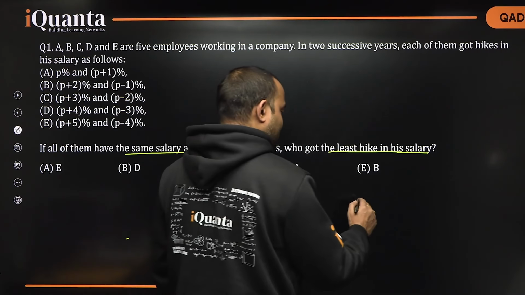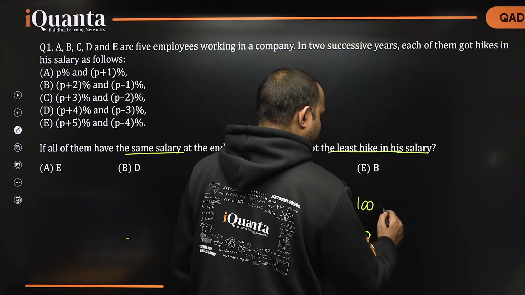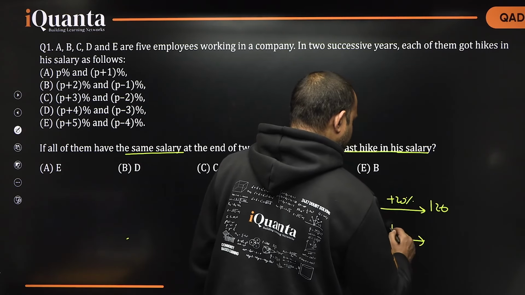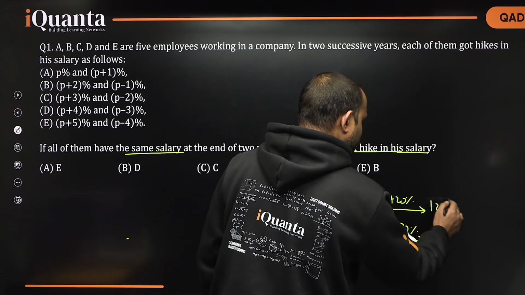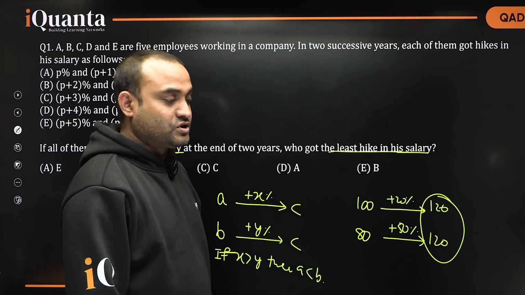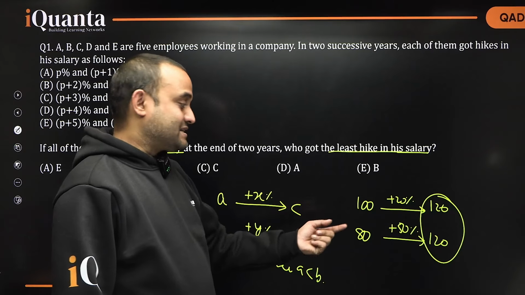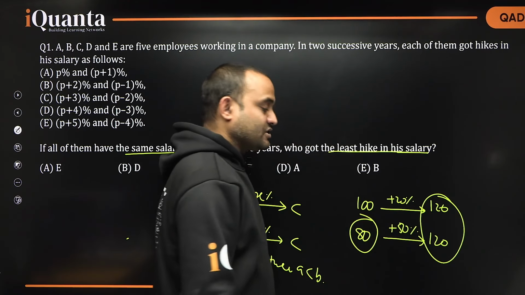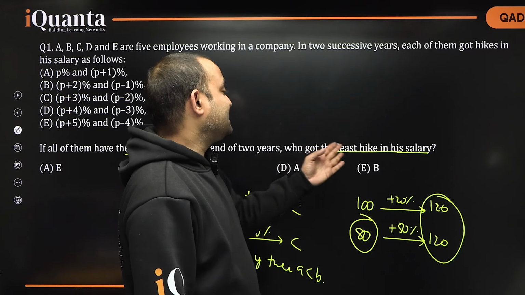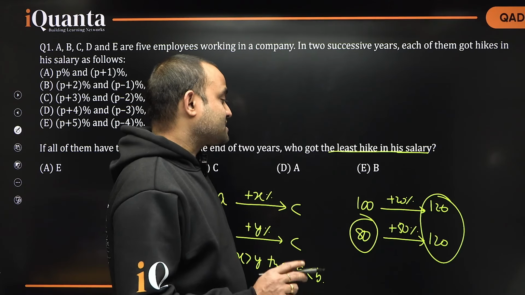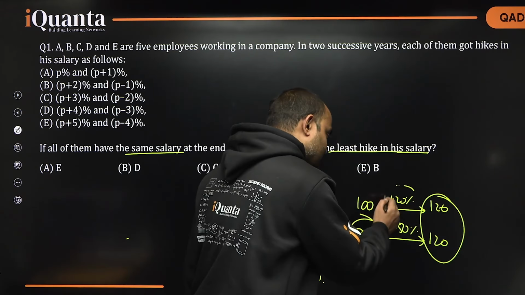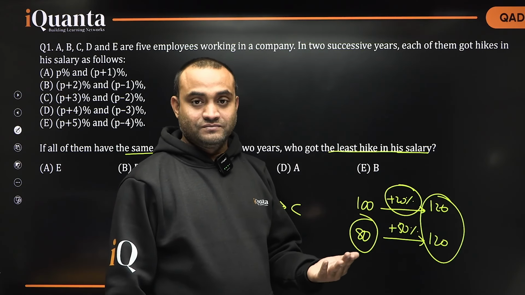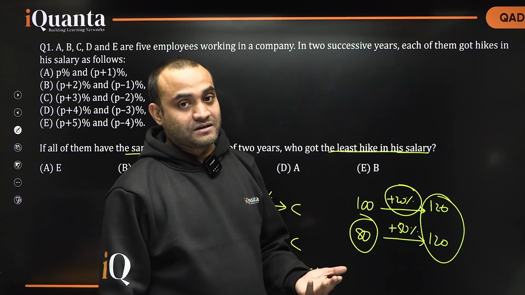For example, let's say I have 100 and I have 80. I increase 100 by 20%, then I am getting 120. I increase 80 by 50%, still I am getting 120. So the final value is the same in both the cases. The increase is bigger in this one than this one. So the initial value will be least in this one, right? And it says who got the least hike in his salary. Least hike means least value increase. So in this case, this will be the least hike. So whenever we have minimum change, there we will have minimum hike, correct?